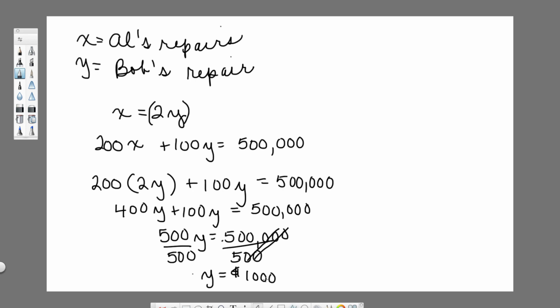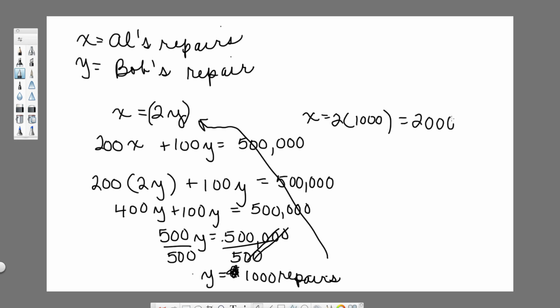So let me just double check. Let's take off the dollar sign. So Al's group made 1,000 repairs. Substitute it back in. X equals 2 times 1,000, which would give me 2,000. So Al's people made 2,000 repairs. So if you used A and B, that's perfectly fine also.